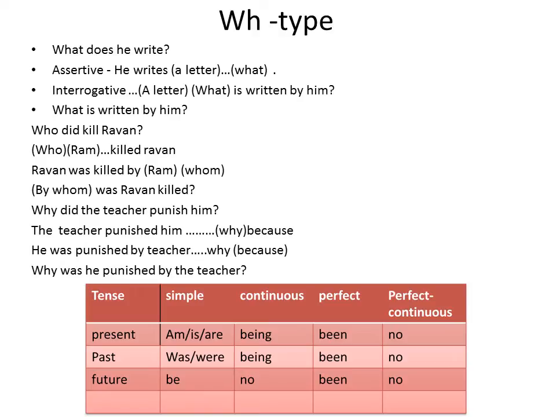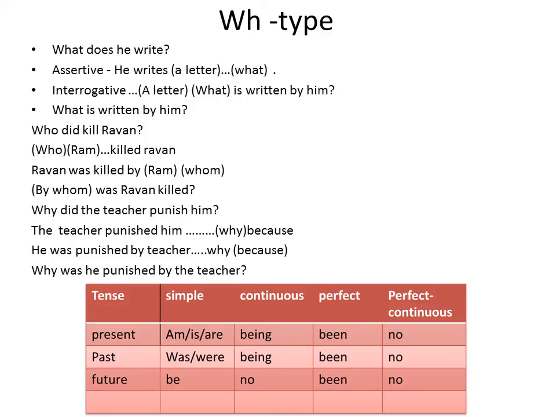How will it be? He writes a letter. He writes what? Does he write a letter? It will be the assertive sentence. Then why do we use "writes" here? Because it has "does" in the active sentence. So that is why we have used "writes" here.